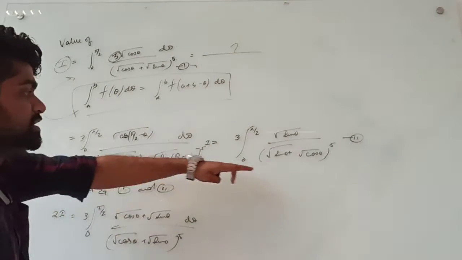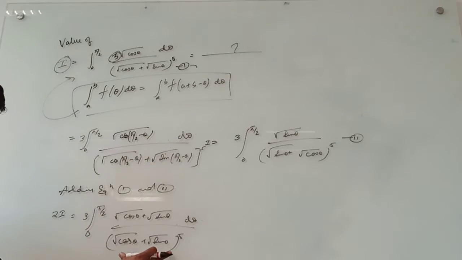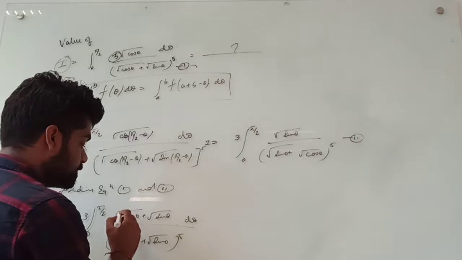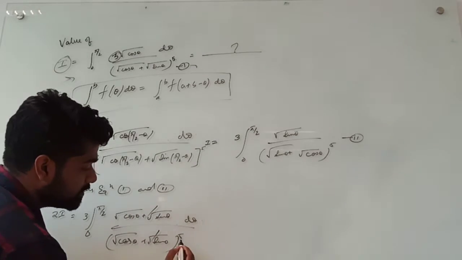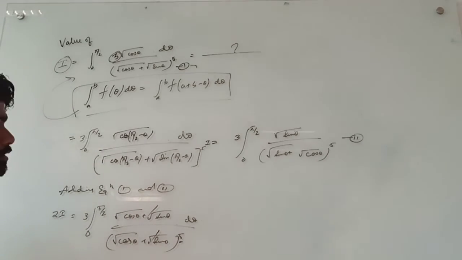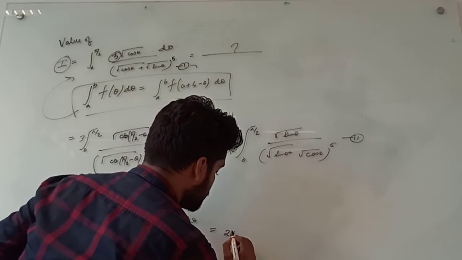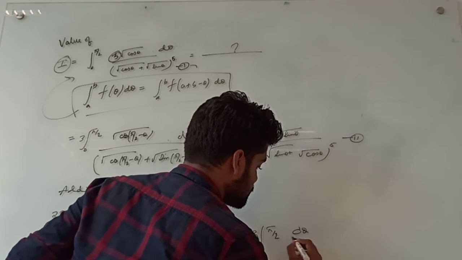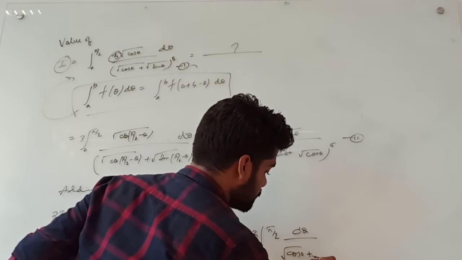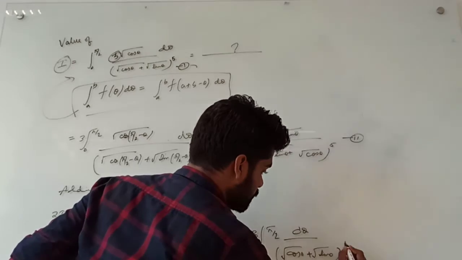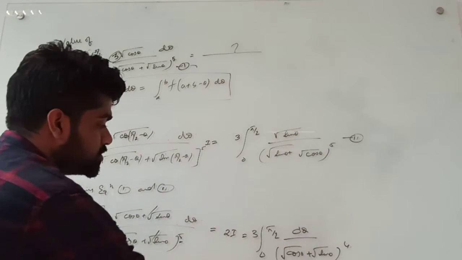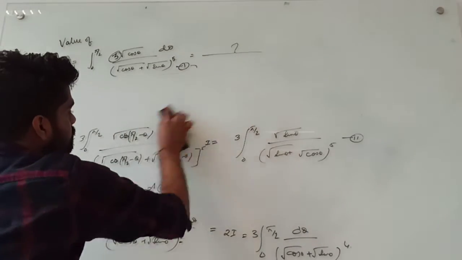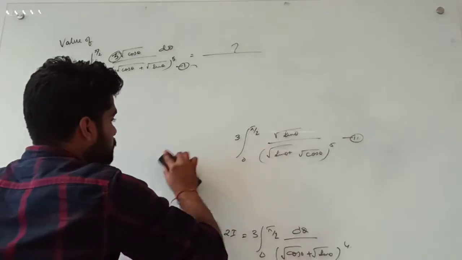Because the base is the same, the LCM will be this one, and we can add accordingly. This term is the same, so one of the powers will be cancelled and this 5 power will reduce to 4. So I can write 2I is equal to 3 integral 0 to pi by 2 d theta divided by root of cos theta plus root of sin theta to the power 4. This is our simplified version till here. Next we'll try to simplify more.